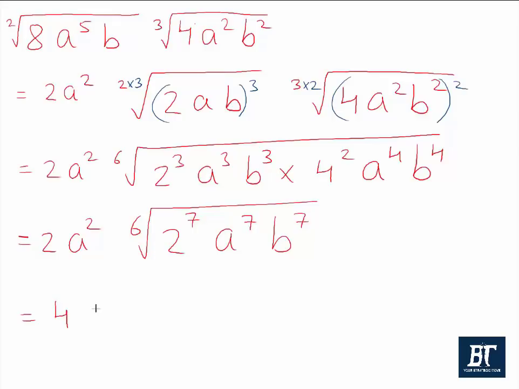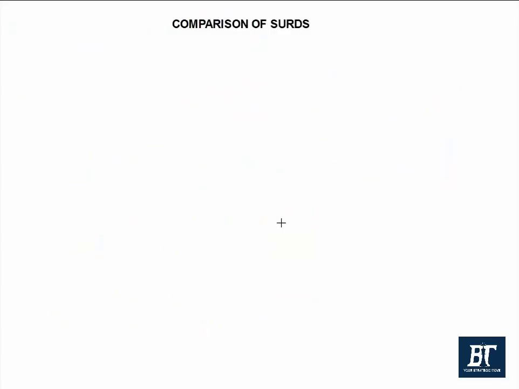So this will become 4. We'll be able to get one a outside and one b outside. So this will become 4a cube b and then 6th root of 2ab. As we can see, this can be a lengthy process and students must learn and practice it. So next is comparison of surds.